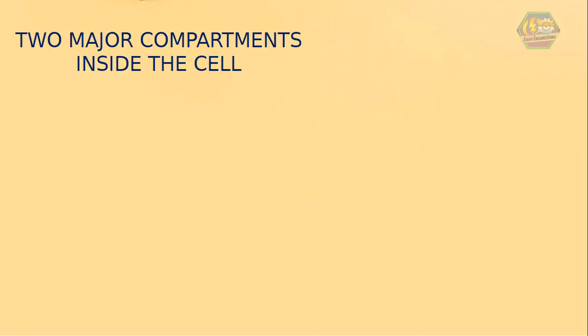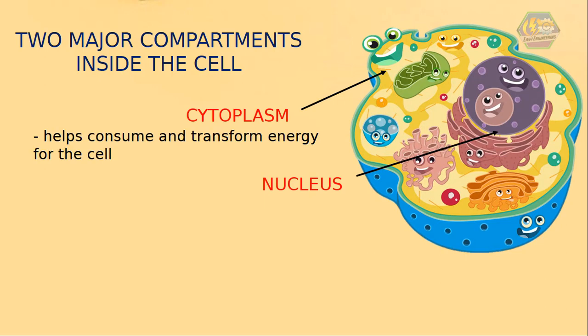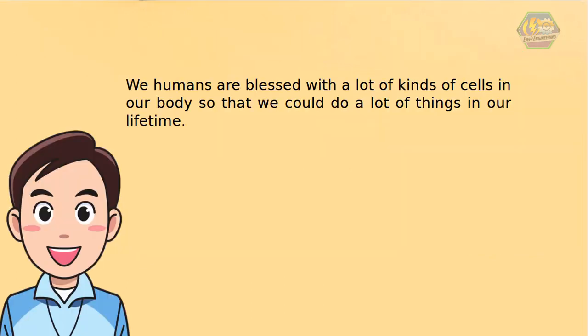There are two major compartments inside the cell, the cytoplasm and the nucleus. The cytoplasm helps consume and transform energy for the cell. The nucleus holds the genetic material of the cell. That means it has your DNA, and everybody has their unique DNA, like an ID for cells. We humans are blessed with a lot of kinds of cells in our body so that we could do a lot of things in our lifetime.